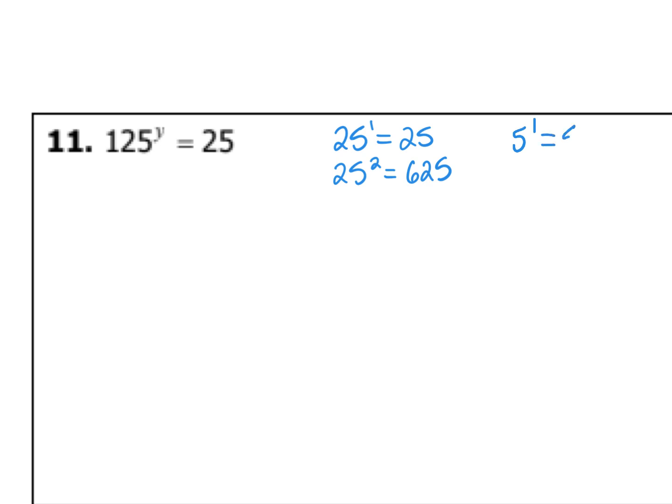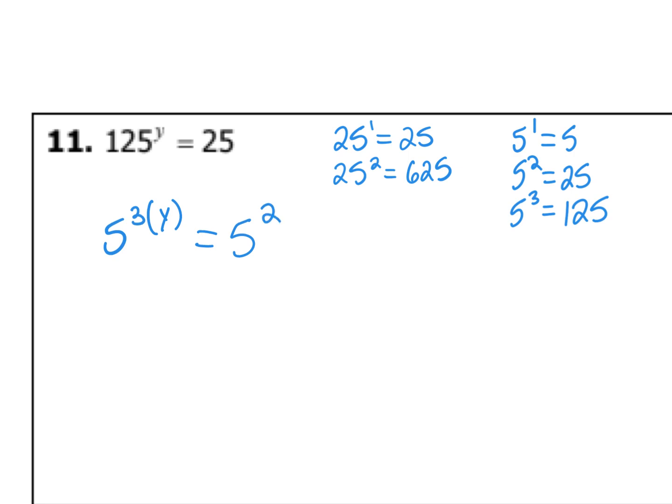But if I go over here and write out the powers of 5, 5 squared is 25. 5 cubed is 125. And then I don't need to go any further, do I? So now I just have to rewrite both sides because once again, they have to have the same base. So 125 gets rewritten as 5 cubed parentheses y because he's my old exponent. Old exponents go in parentheses. And then the right side gets written as 5 squared.